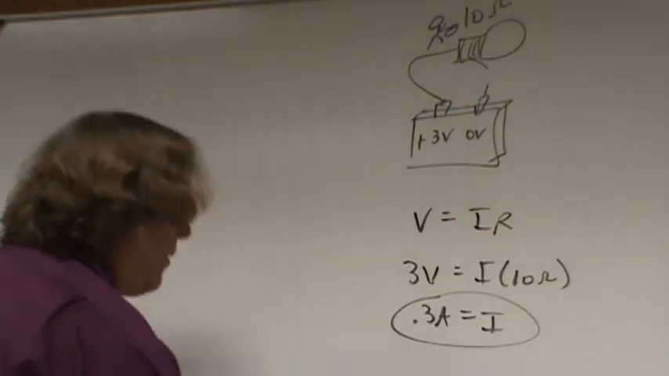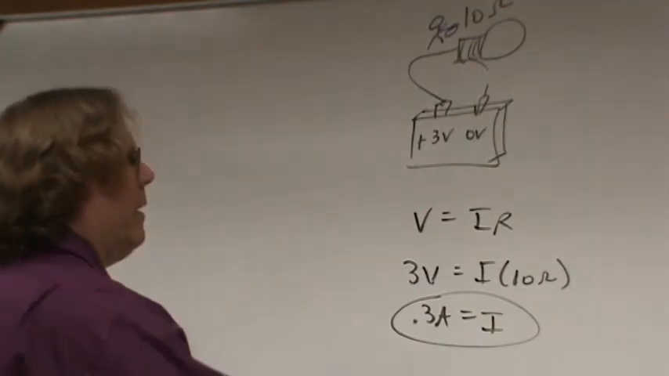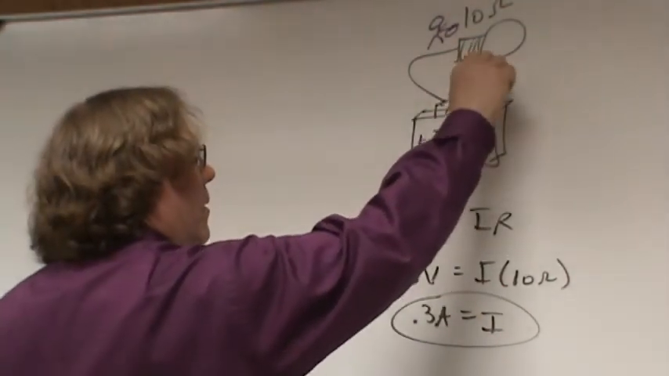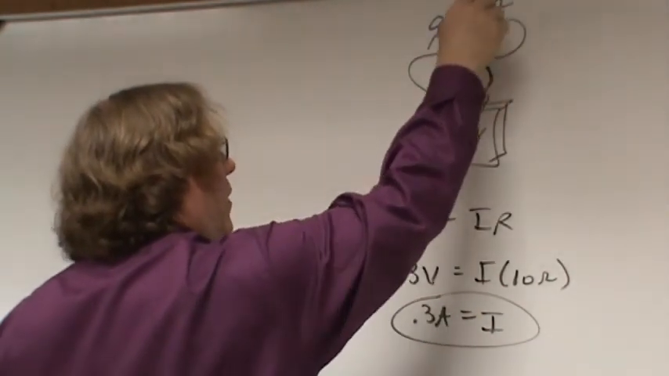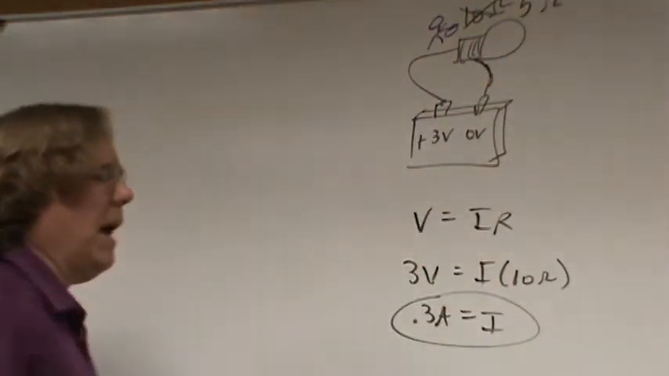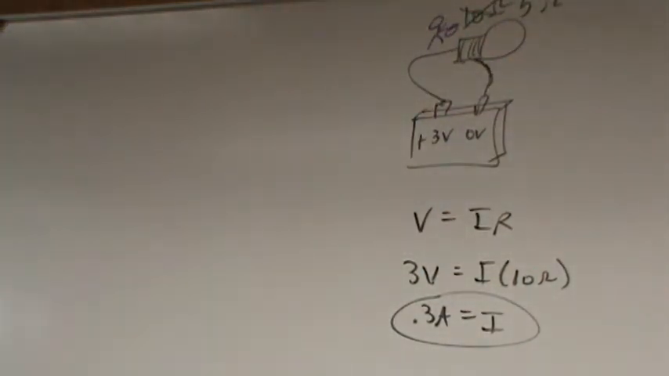Let me ask you guys another question. Here, let me connect this up. What if instead of 10 ohms, it was actually 5 ohms? What would the current out of the battery be now? How many people are thinking 0.6 amps? Okay, and the battery will naturally do that.